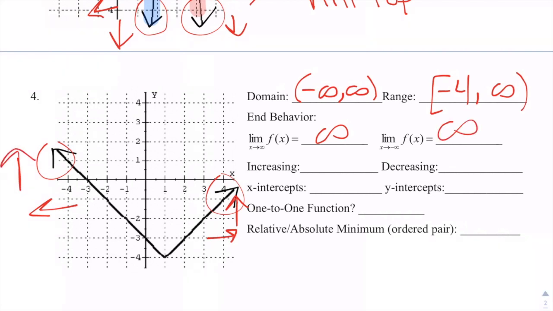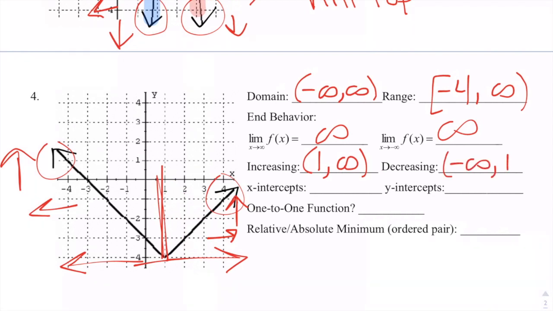It's increasing when our slope is positive, and so that's going from the x value of 1 over to infinity. And so that's going to be the interval 1 to infinity, and it's decreasing from negative infinity over here to that x value of 1. So we're going from negative infinity to 1.